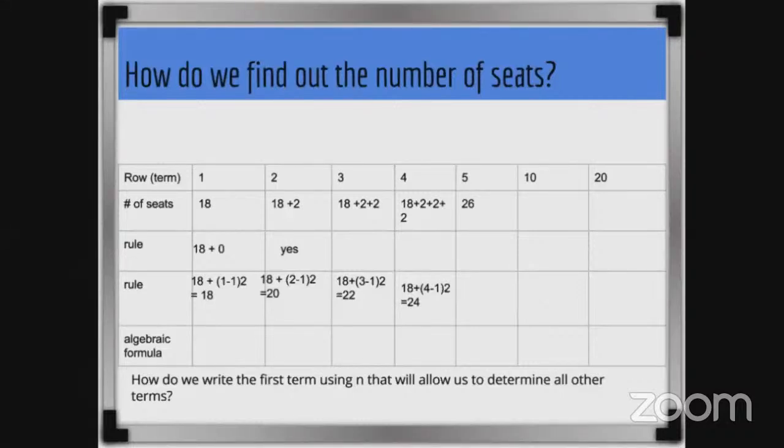Sure. So for 5, it would be 18 plus, not 5 sets of 2s, but can somebody tell me? 18 plus, not 5 sets, 1 less than 5 sets of 2s. Yes, 4 is correct.